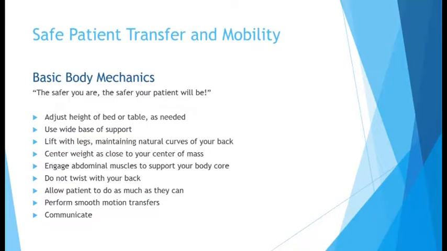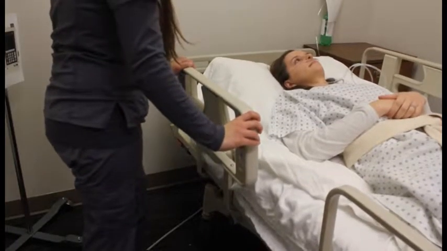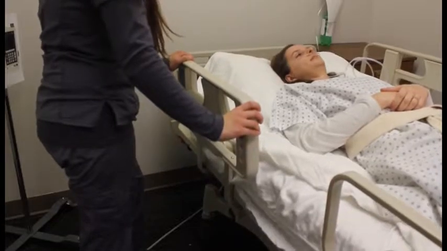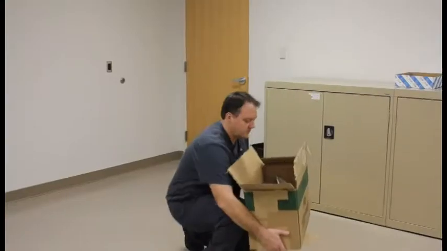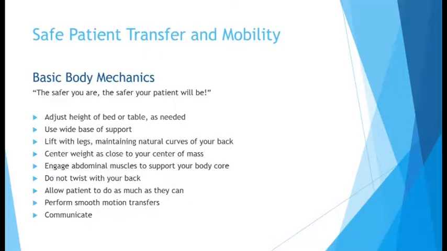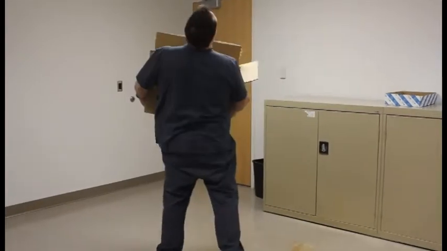Basic body mechanics. The safer you are, the safer the patient will be. Adjust the height of the bed or table as needed to avoid lower back injuries. Use a wide base of support. Lift with your legs, maintaining the natural curves of your back. Center the weight as close to your center of mass. Engage abdominal muscles to support your body core. Do not twist with your back to avoid injury.